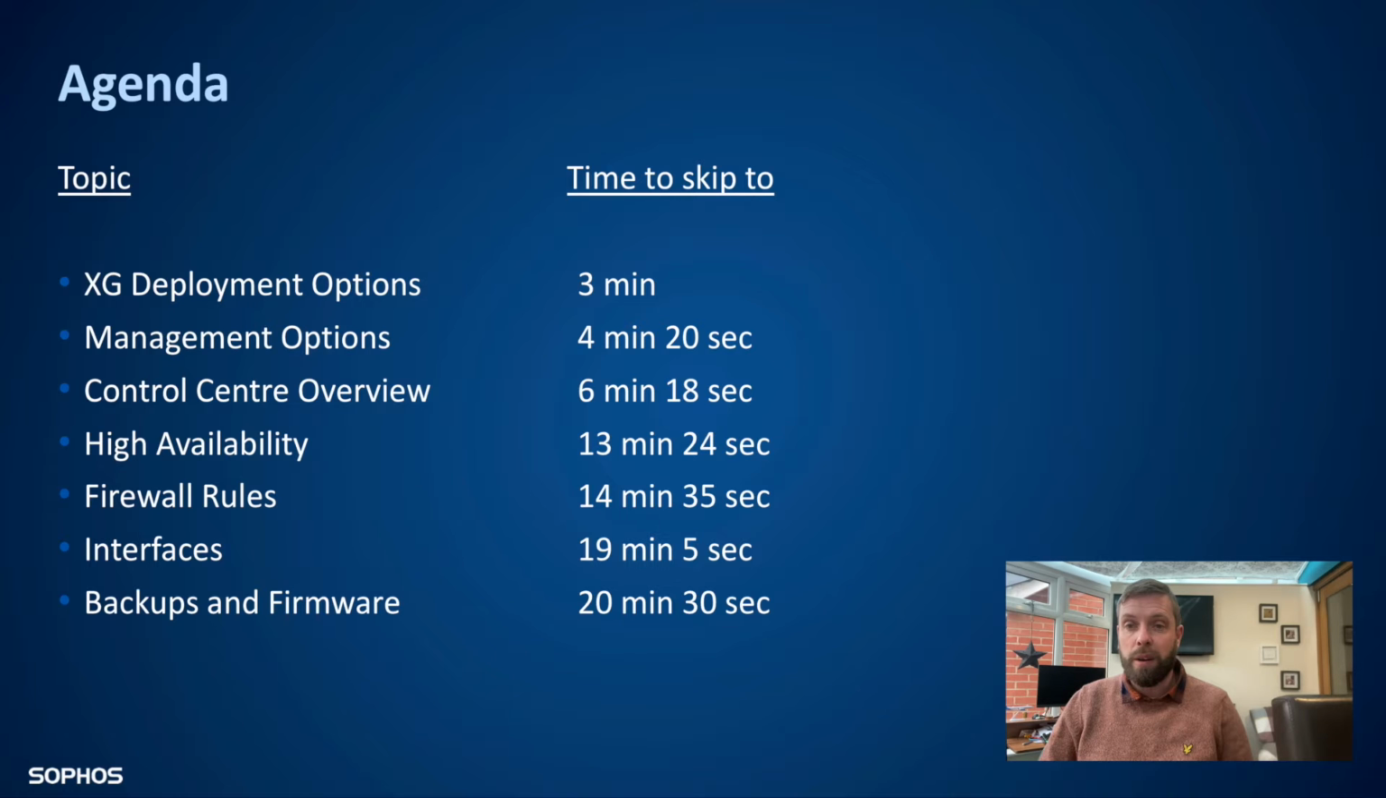We're going to begin by looking at XG deployment options, and then we'll find out how you can manage your newly deployed XG firewall. We'll have a look at what you can find on the control center, and we'll have a quick overview of the features inside there. We'll look at how you can deploy your firewall in high availability arrangements. Then we'll look at the basics of creating firewall rules and policies. We'll take a little bit more of a look at how you can create interfaces, and we'll finish this session up by looking at backups and firmware.